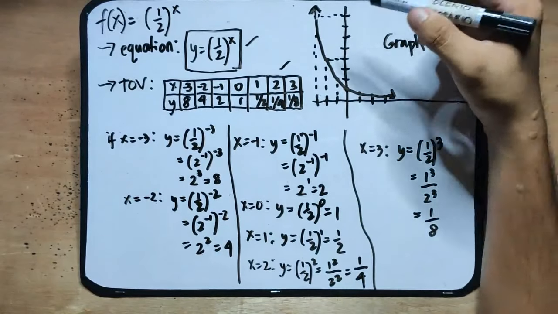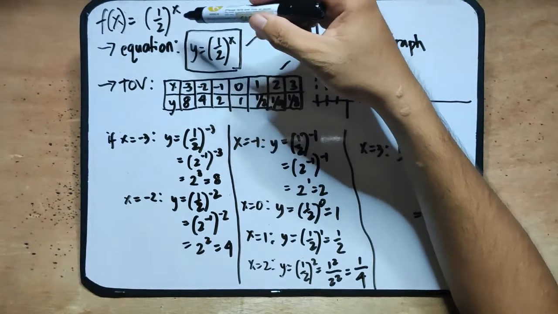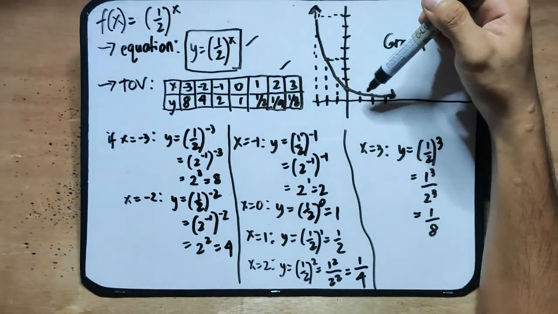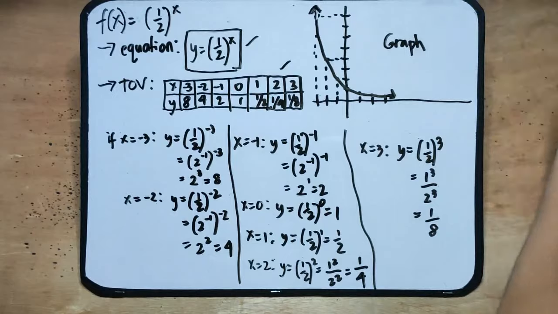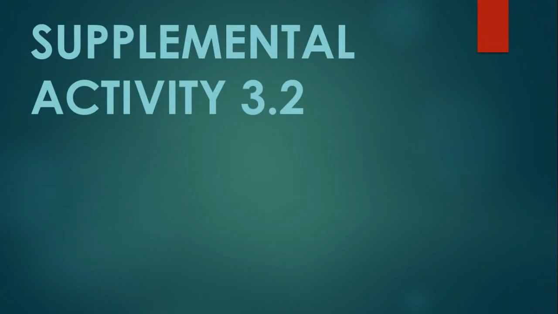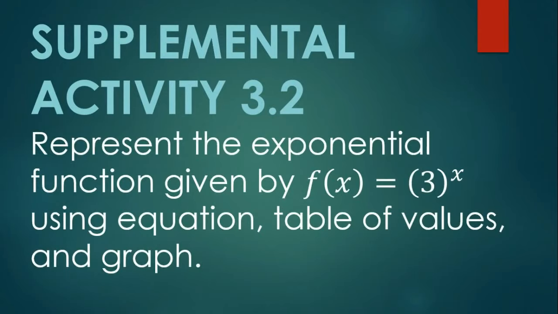So kung napansin niyo, kapag yung base ay in between 0 and 1, just like this, 1/2 siya, decreasing yung ating graph. Understood? For the activity, you do this supplemental activity 3.2, represent the exponential function given by f of x is equal to 3 raised to x using equation, table of values, and graph. Submission of all outputs will be until Monday.